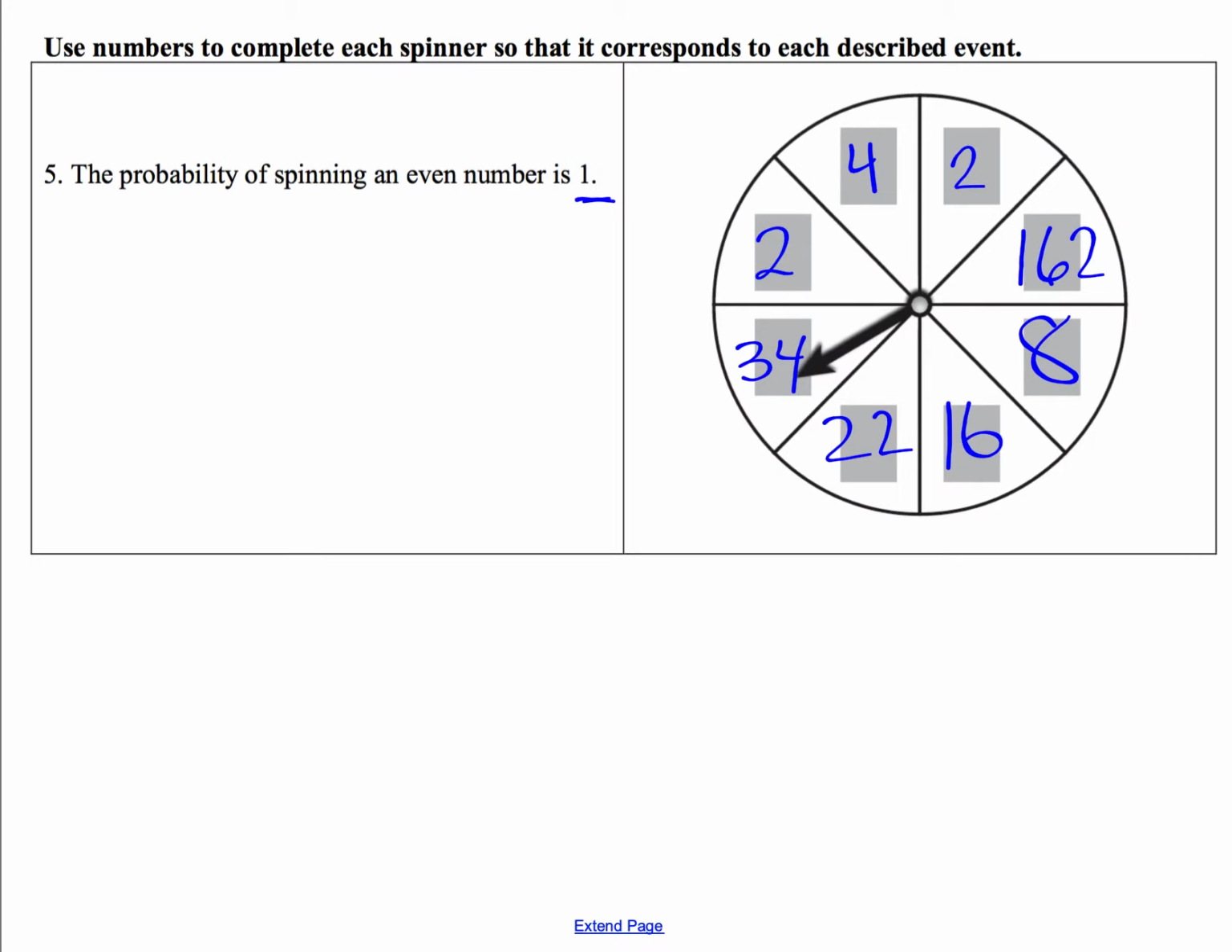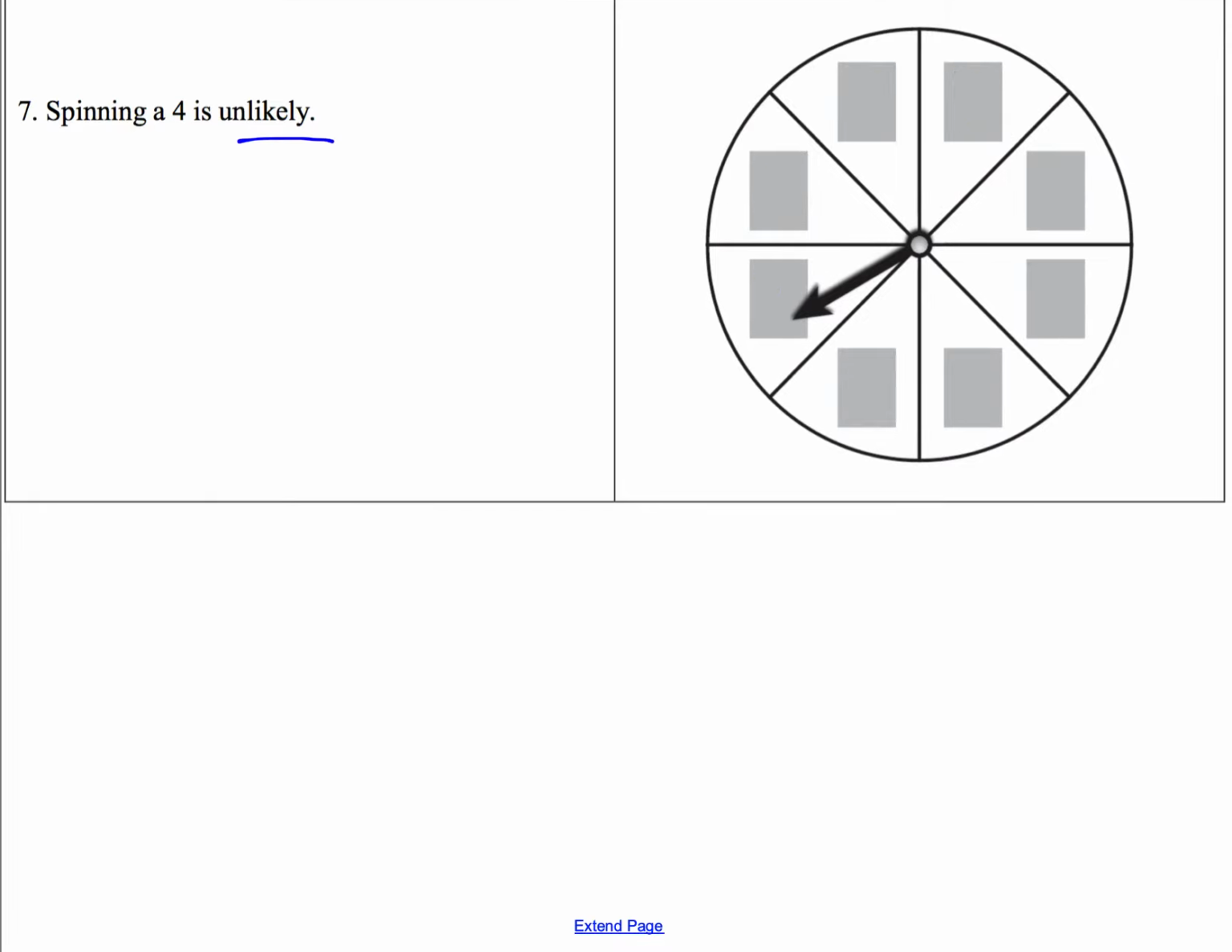So we want it to be unlikely. Now let's think about this. If we have 8 sections, if none of them is a 4, then it's not unlikely, it's impossible. So we need to have at least 1 4. All right, can we have 2 4s? By the way, does 1 4 work? Yeah, 1 out of 8, that is unlikely.